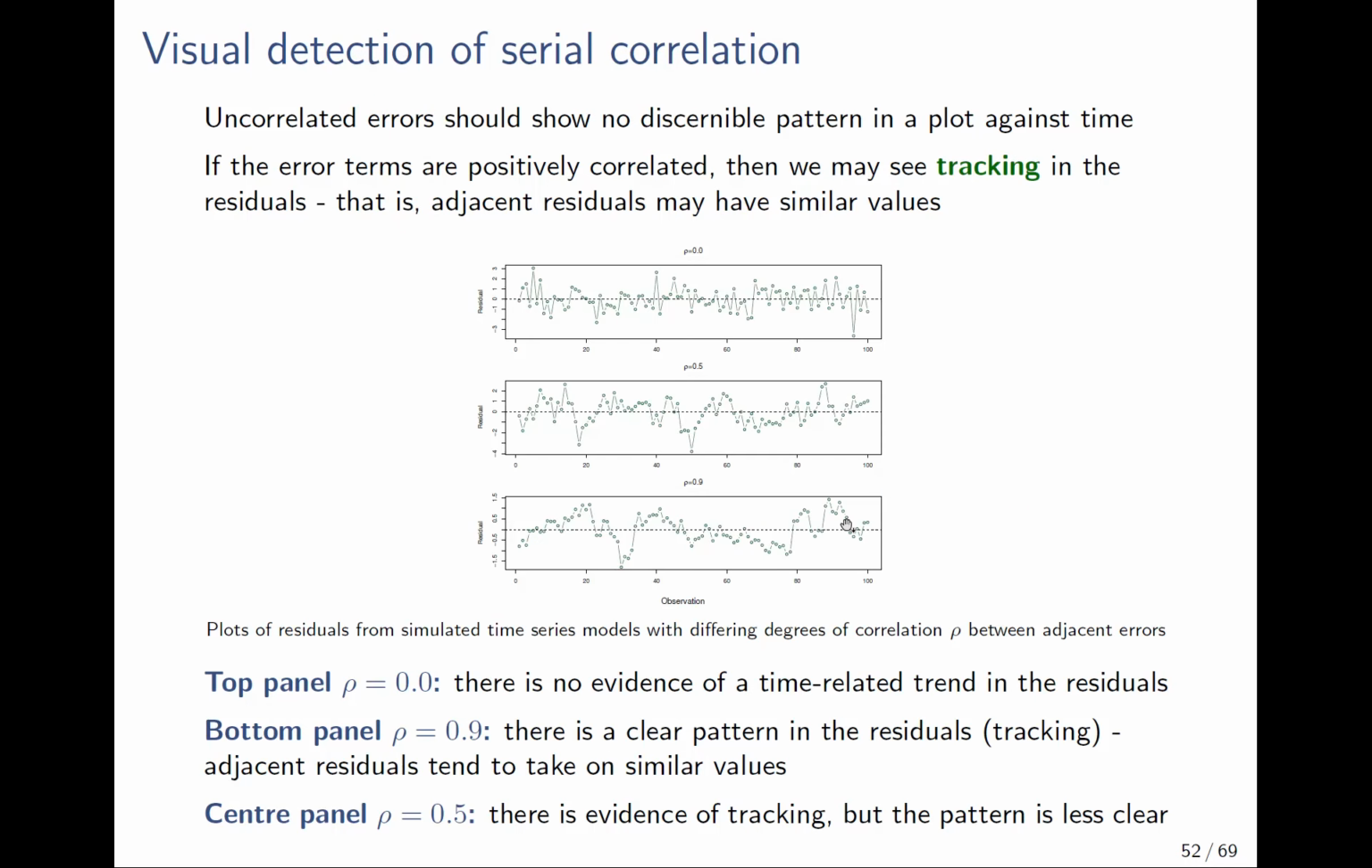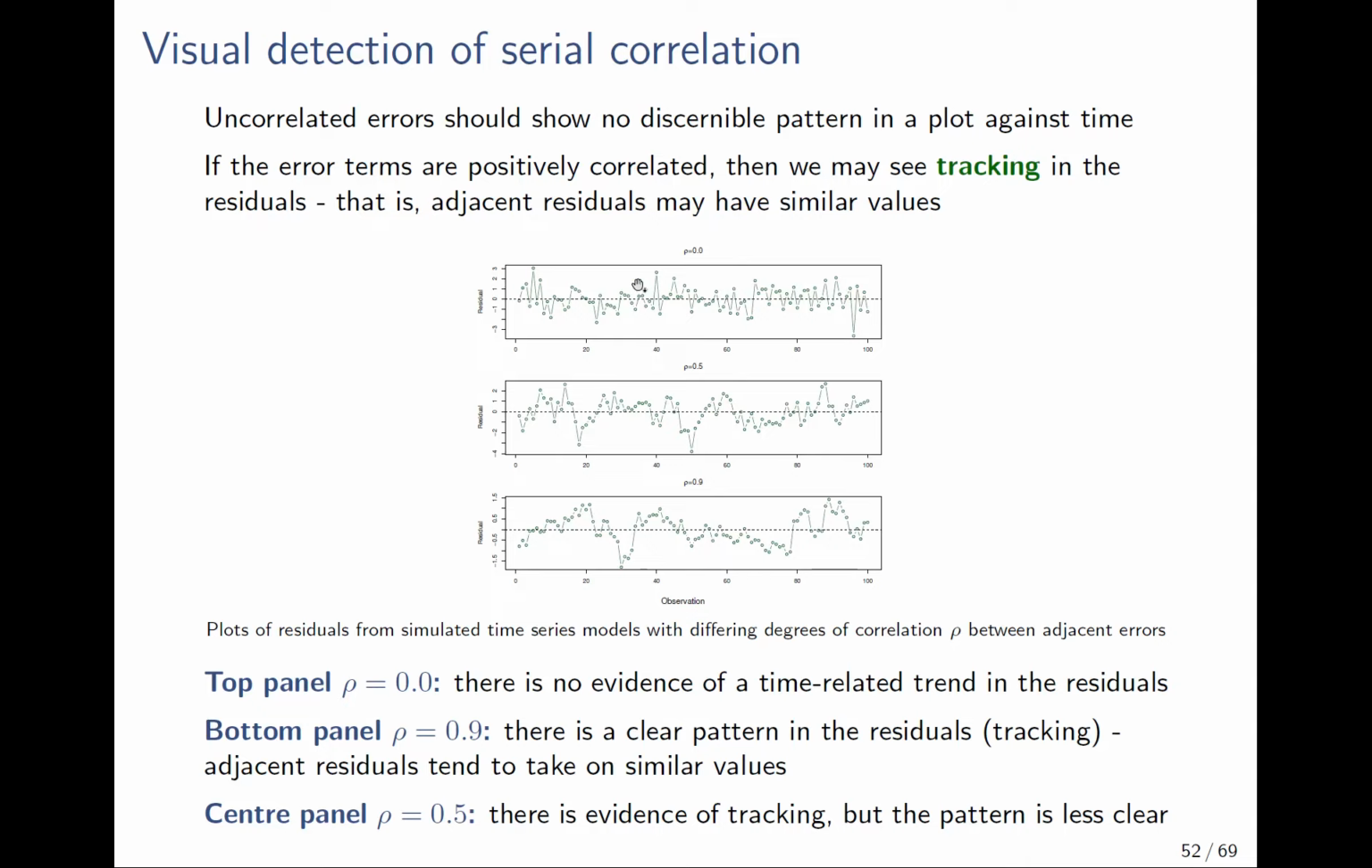So, visual detection of serial correlation. Uncorrelated errors should show no discernible pattern in a plot against time. If the errors are positively correlated, we may see what's called tracking in the residual. That is to say, adjacent residuals take on similar values. Now, the figure in this table shows residuals from a simulated time series with differing degrees of correlation.